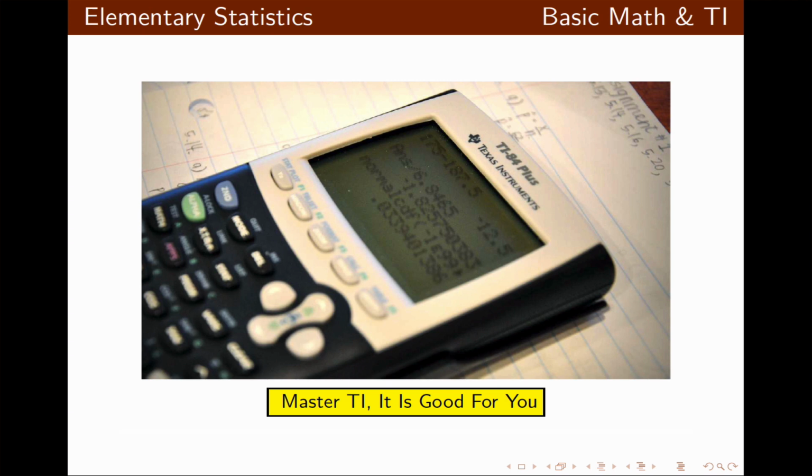One of the things that make you successful in a statistic class will be learning how to use your calculator. The sooner you learn it, the lower your stress level will get. I hope this video helps you get started with your TI calculator and reduces your stress level for this class.